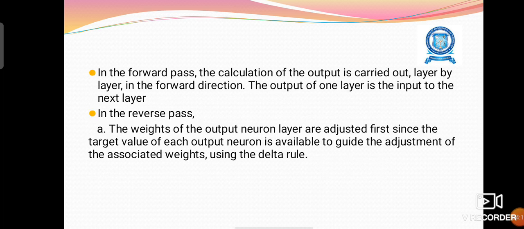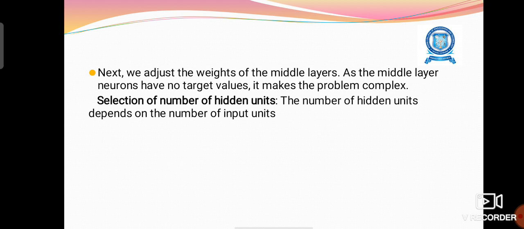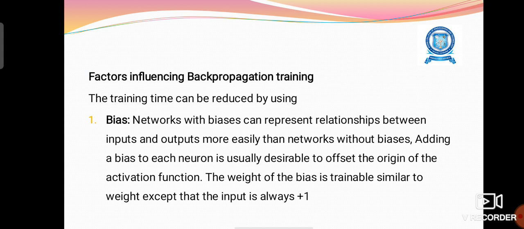In the reverse pass, the weights of the output neuron layer are adjusted first, since the target value of each output neuron is available to gauge the adjustment of the associated weights using the delta rule. Next, we adjust the weights of the middle layer. As the middle layer neurons have no target values, it makes the problem complex. So the selection of the number of hidden units is important. The number of hidden units depends upon the number of input units.